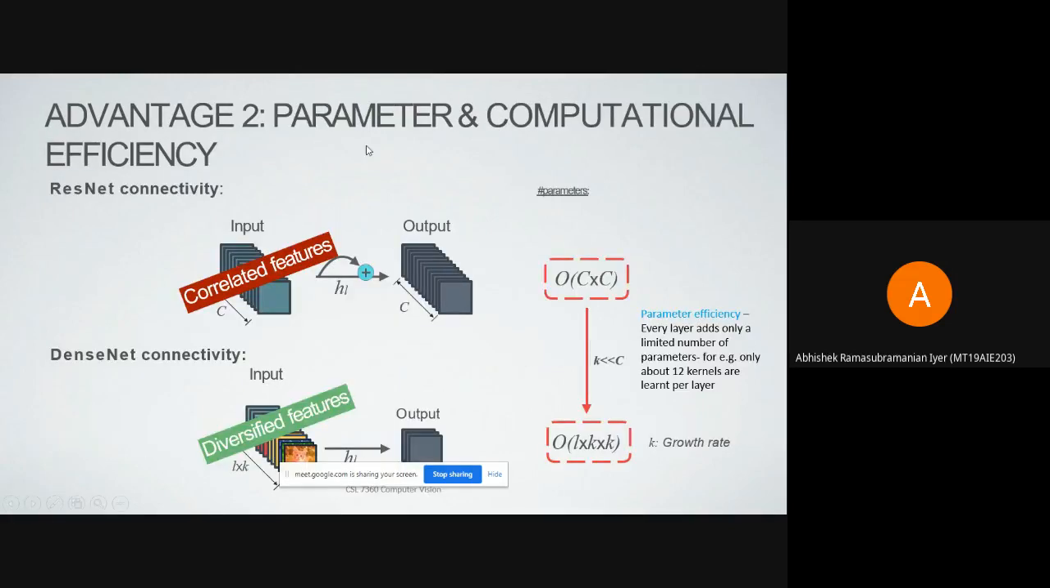The second thing we mentioned was with respect to parameter and computational efficiency. In a ResNet, it is typically C cross C, that is the big O. Here it will be L cross K cross K. What is L cross K cross K? Let me say K is nothing but the growth rate that was defined earlier, and L was the initial number of feature maps that we had, and hence in the first case we'll have correlated features. Here we'll have diversified features. What will typically happen when we go through the convolution network, as we studied earlier in the lectures from Professor Mayank, is that the initial layers capture much bigger things. Then in the later layers, textures, parts of objects, etc., are the kind of things that get captured from the image. That is what we are mentioning here.